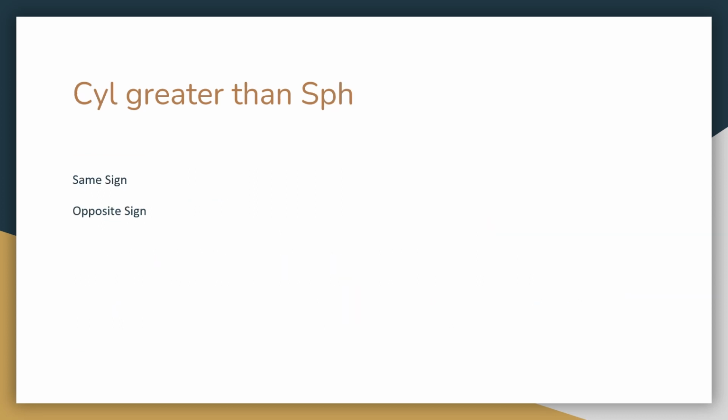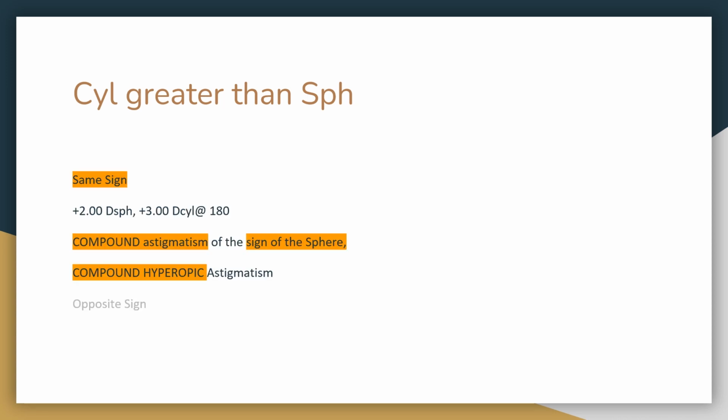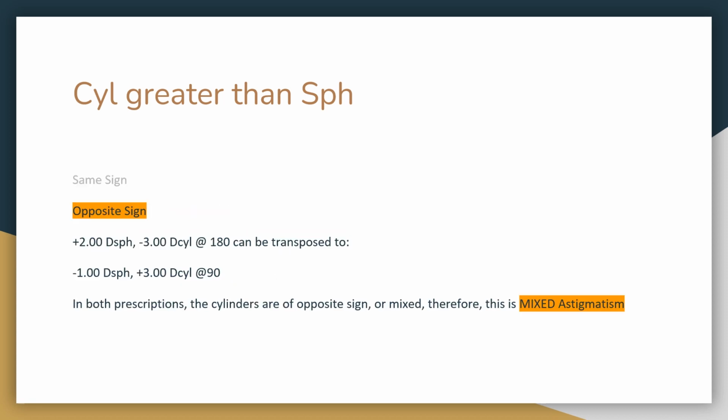The next possible presentation would be the cylinder greater than the sphere. Here again, if the signs are the same, there is no doubt. Apply rule number 1 and it is compound astigmatism. But if the signs are different, with cylinder more than the sphere, when it is transposed, it still has opposite signs and therefore it is mixed either way. Therefore, as in this example, when the cylinder is greater than the sphere with opposite signs, it is mixed astigmatism.